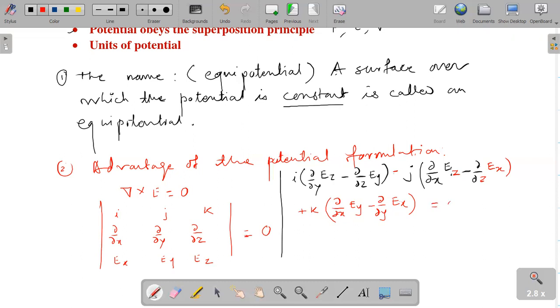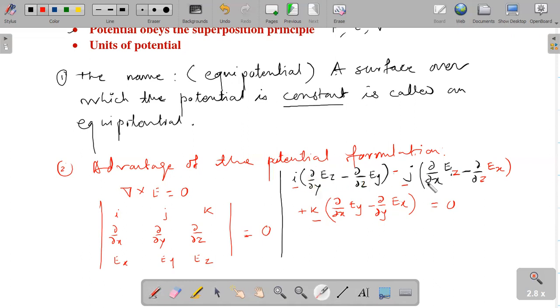Now this entire term is equal to 0. But dear student, we cannot say that I, J, K are 0. Why? Because I, J, K are which vectors? Unit vectors. And therefore, if this entire term is 0, it means we can write the remaining terms. I will use the laser pointer.